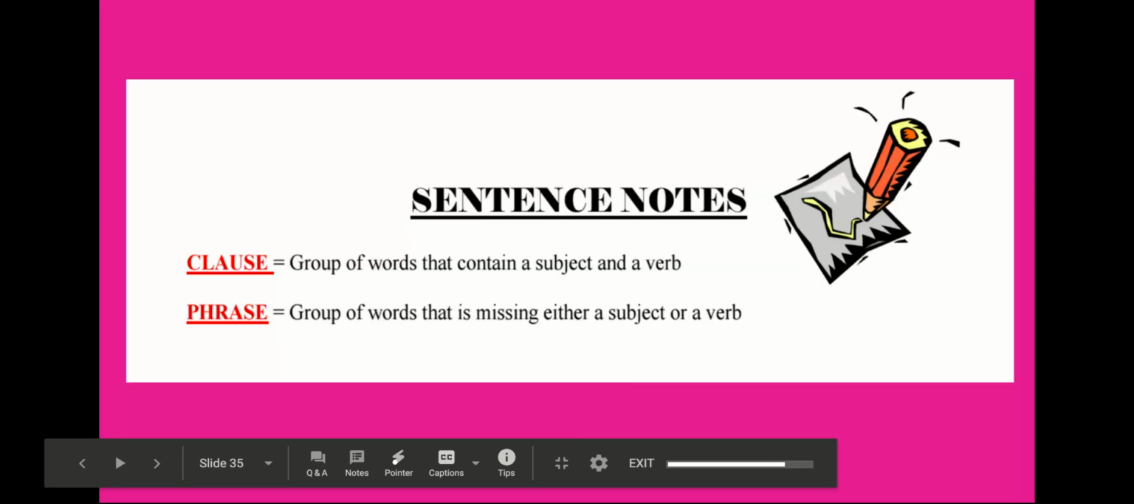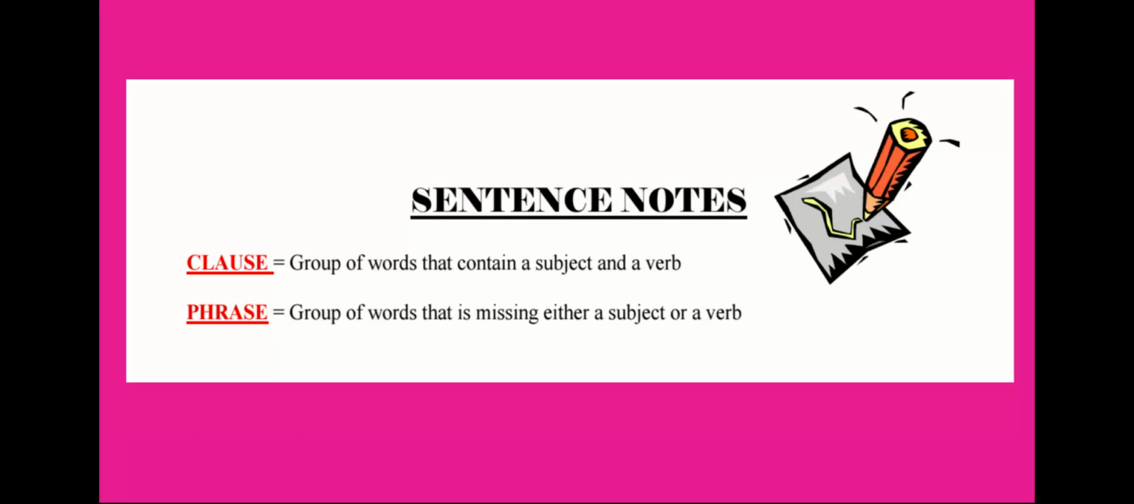What are clauses and phrases? It's really important that you understand what clauses and phrases are before we actually start to write sentences. A clause is simply a group of words that contain a subject and a verb. A phrase, on the other hand, is a group of words that is missing either a subject or a verb.